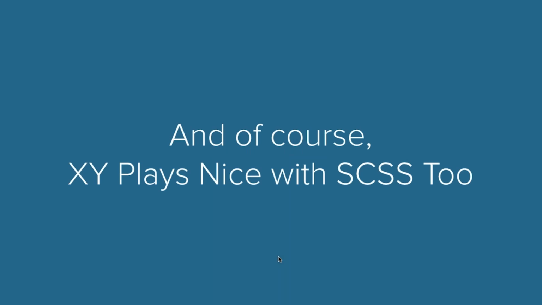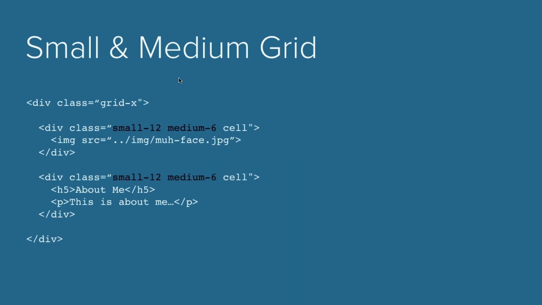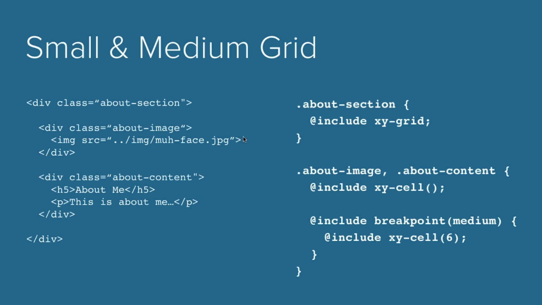And of course, like all of Foundation, the XY grid plays nice with Sass. We build these grid classes using Sass mixins. So if you want to take, for example, a responsive grid like this, where you have a grid X with a small, full width, small cell, medium 6, basically these are full width on small and half width on medium. You want to recreate that in semantic classes. You can simply include the mixins, you include the XY grid for the grid section part, include your cell-based classes, and then at the medium breakpoint, include the size that you need it to be.